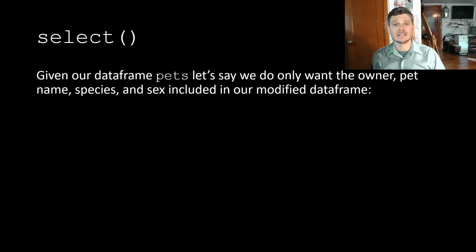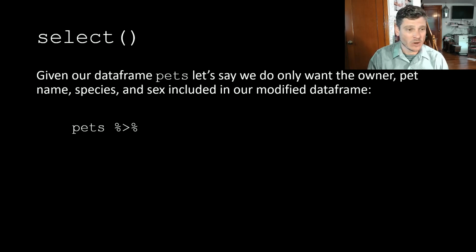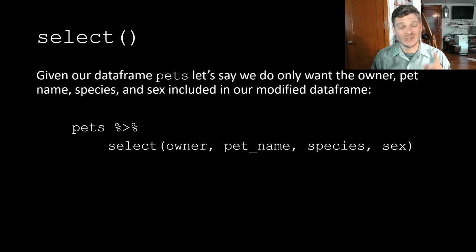Our data frame pets, we're going to use that same data frame for every example in this video. And let's say I only want to know the owner's name, the pet's name, the species, and the sex. I don't need the height, the weight, the breed, that sort of stuff. I only want those things. Well, again, I start with my data frame pets. I'm going to pipe that into now my select function, and I want to select, well, those columns. And I'm going to separate each one with a comma as always. So the owner, comma, the pet name, comma, the species, comma, the sex, comma.